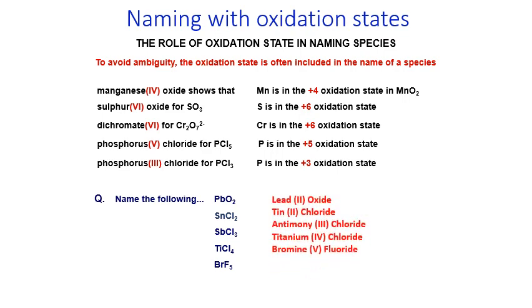Okay, so the first one is lead 2 oxide. Next one is lead 2 chloride. Next one is antimony 3 chloride. Then we have titanium 4 chloride, quite a popular reagent in organic chemistry. And the last one is bromine 5 fluoride. So hopefully you got all of those correct.